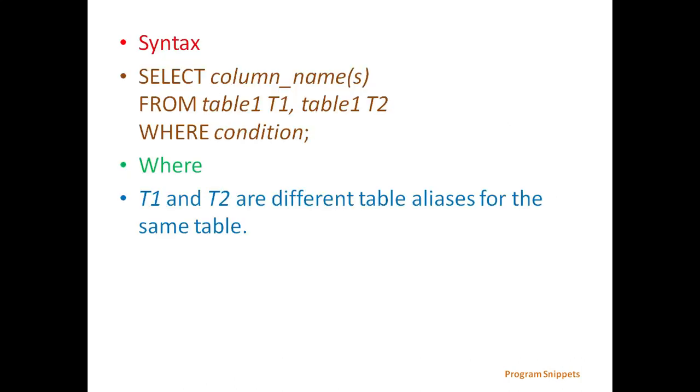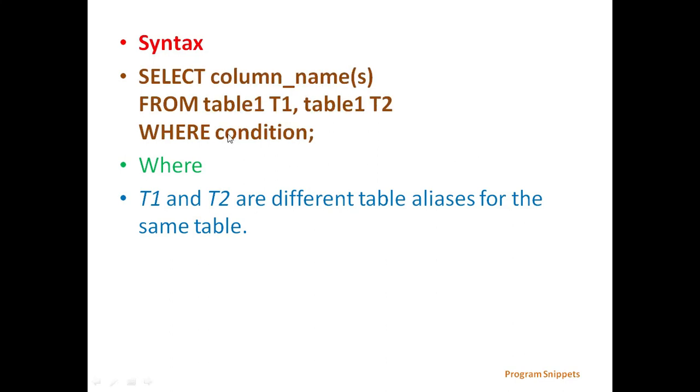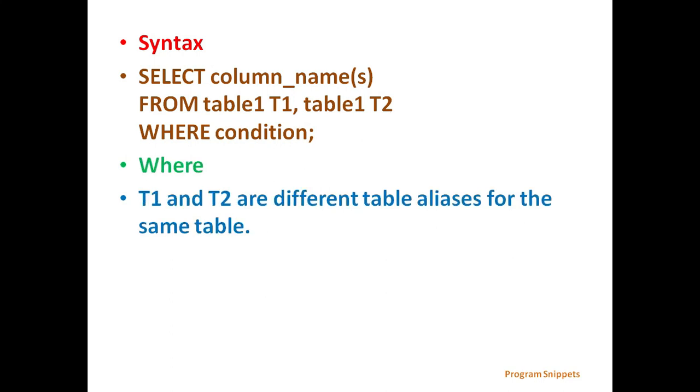The general syntax for a self-join is: select columns from table name alias T1, join the same table alias T2, and where condition, where T1 and T2 are the different table aliases for the same table.